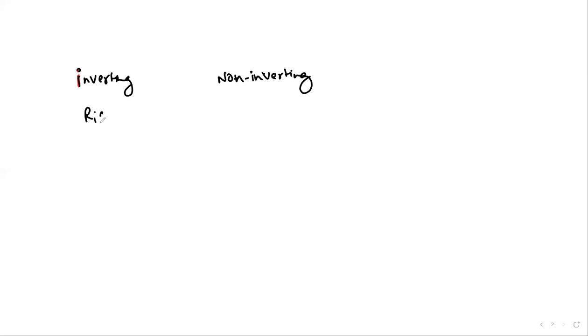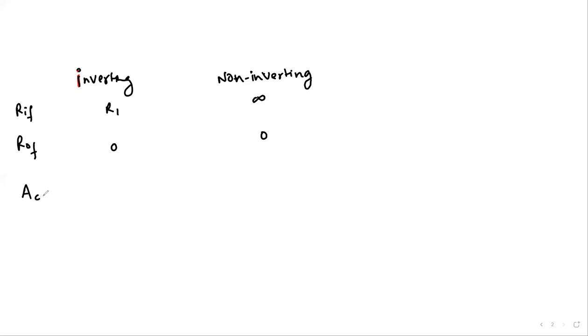So RIF and ROF. These are the two values that we've seen here. For the inverting, RIF is the value of R1 and ROF would be 0. And for the non-inverting, this is infinity and this is 0.